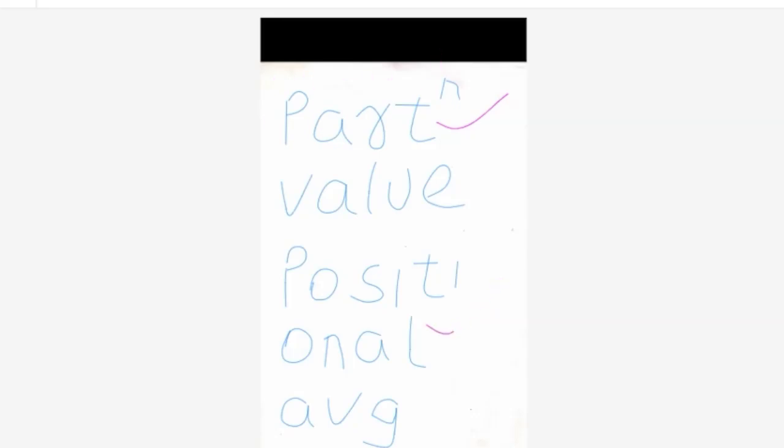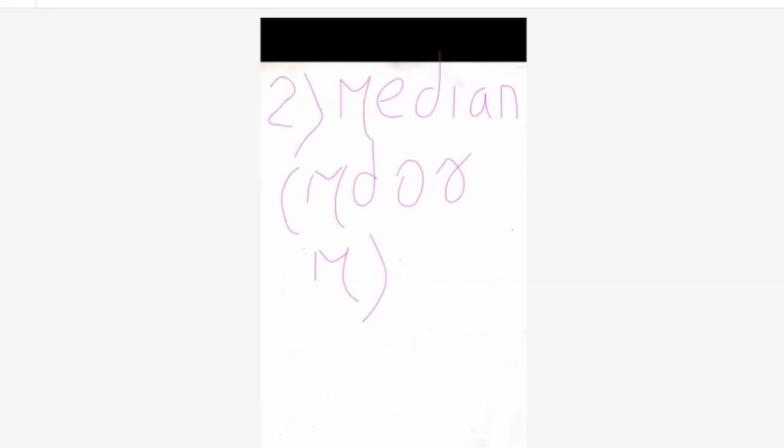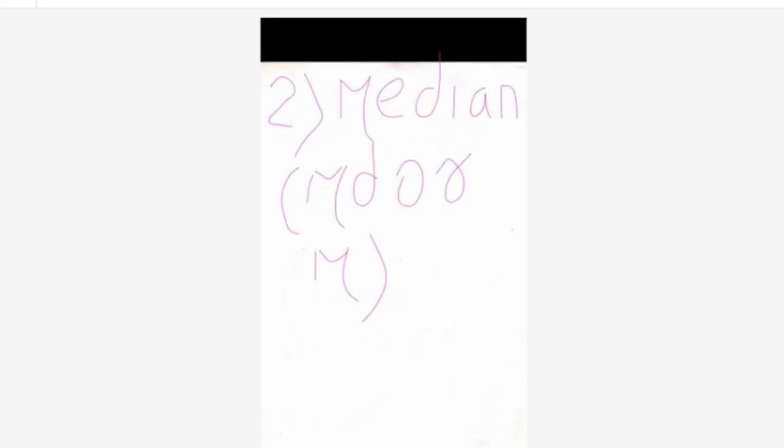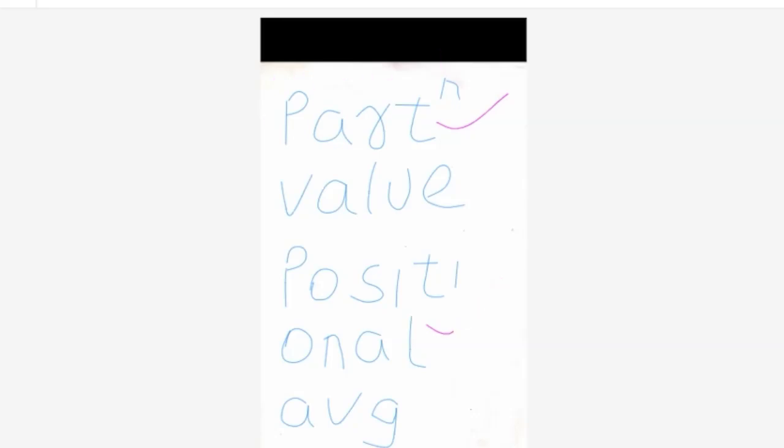When the number of observations is odd, remember that there exists only one middle value, and that one middle value can be obtained by using the formula: median is equal to (n plus 1) upon 2.